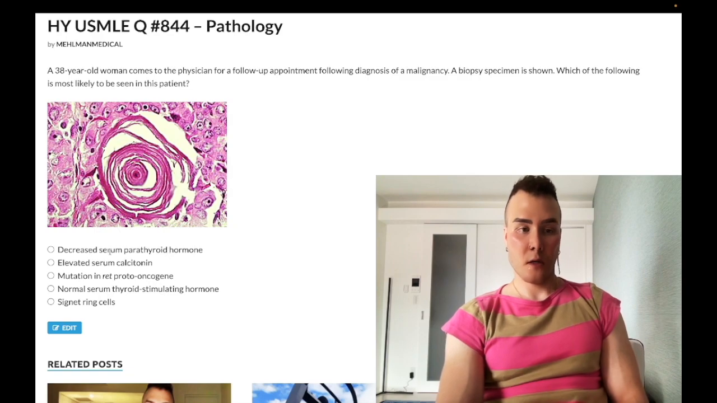Choice B, elevated serum calcitonin. Wrong answer. So calcitonin would be increased in medullary thyroid carcinoma, not papillary thyroid carcinoma. So medullary thyroid cancer, increased serum calcitonin. You can get C-cell hyperplasia. I've seen that in an NBME question.